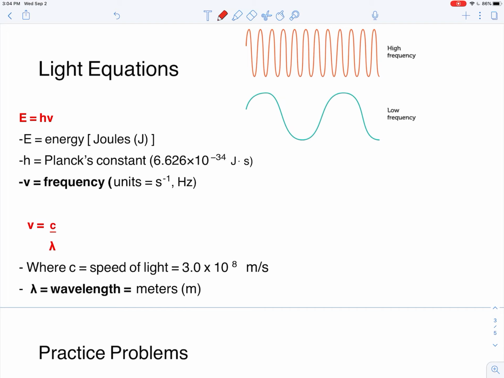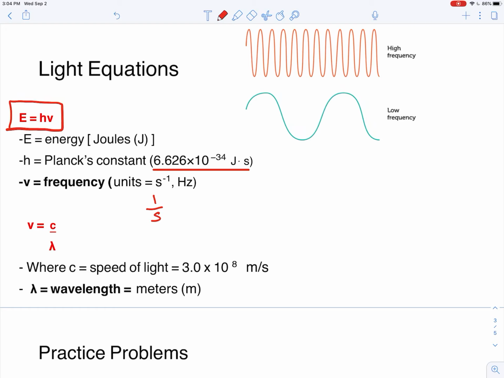Okay, in this class you'll also learn these light equations. So there's two in particular. Here, E equals hv, where E is energy, which is going to be expressed in joules, the letter J. H is Planck's constant, which is 6.626 times 10 to the negative 34 joules per second. And then v is frequency, which is in the units s to the minus 1, which is the same as 1 over seconds, or hertz.